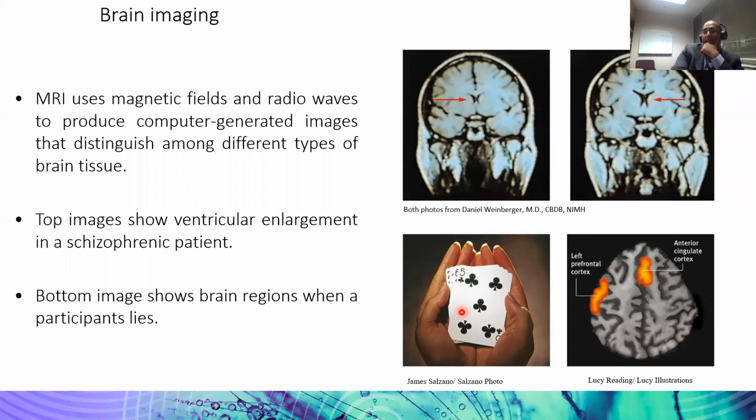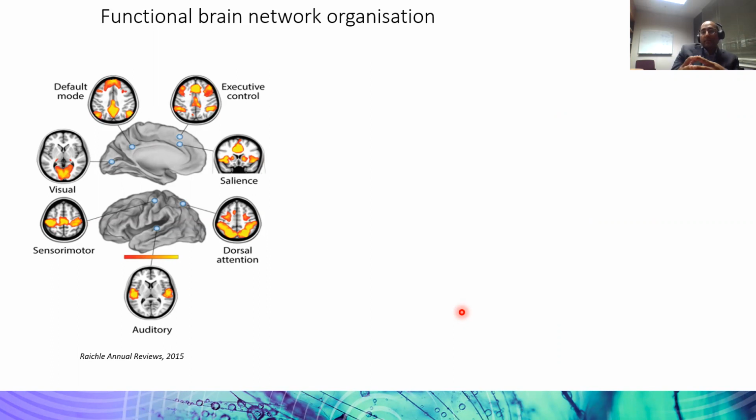As I said, the brain has billions of neurons, but what we do is we look at the level of networks, where we have brain regions, and they interact together to make the networks. For example, a visual network or a sensory motor network or an auditory network. Or when someone is thinking about themselves, there's a brain network called the default mode network that's about the self, internal thoughts, and so on and so forth.